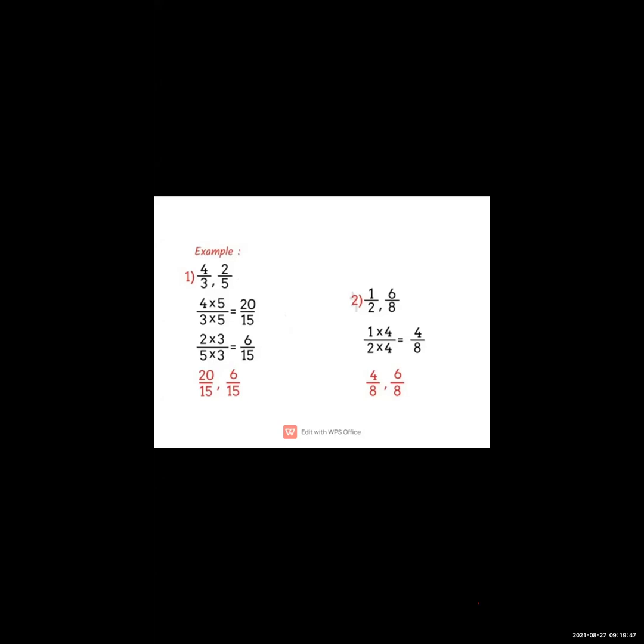Four upon 3 and 2 upon 5. Two fractions are there. So first we will take 4 upon 3 and multiply both numbers by the second fraction's denominator, that is 5 and 5. 4 5s are 20. Sorry, 3 5s are 15. Okay, so the first fraction we have completed.